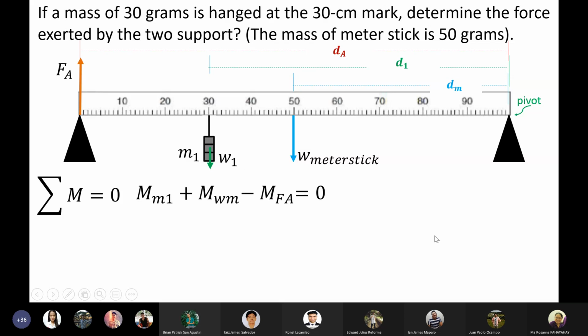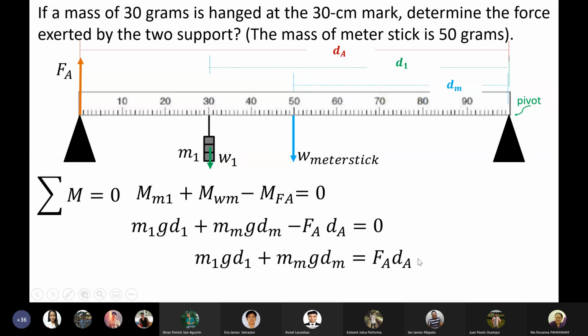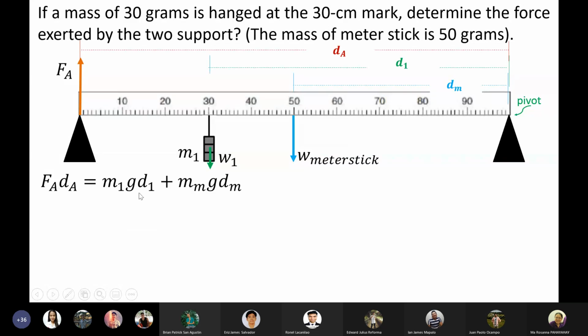So, again, this is the formula. So, here, si FA na ang negative while the rest of weight 1 and weight ng meter stick will be positive because they are counterclockwise. Okay? This is counterclockwise and clockwise si FA. Okay? And this is the pivot na kasi si support B. So again, let's substitute the formula. So this will be the formula. This is again, and we will derive. So this is the formula again. Then we will divide it both sides on dA. Okay? So that is the formula. And we will now substitute.